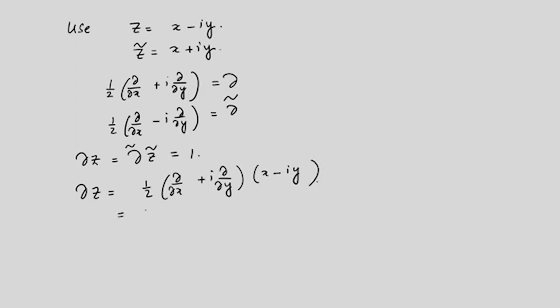And this will be half, del del x of x will be equal to 1, and del del x of i y will be 0, and i del del y of x will be 0, and del del y of y will be equal to 1, but then there is a minus i squared. So that will give you a 1 and this will give you a 1. Okay, then you can check the other one as well.